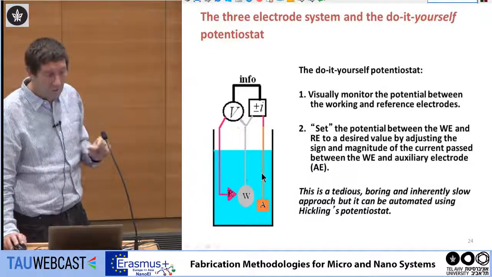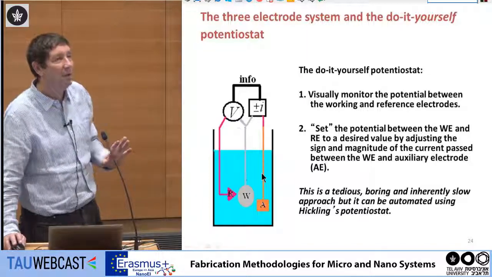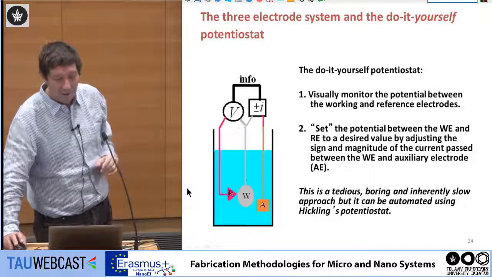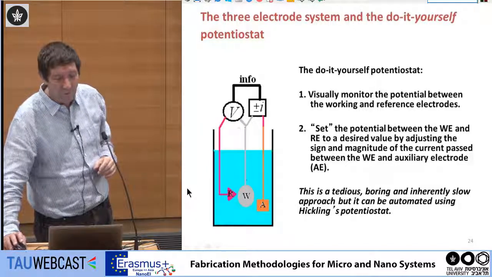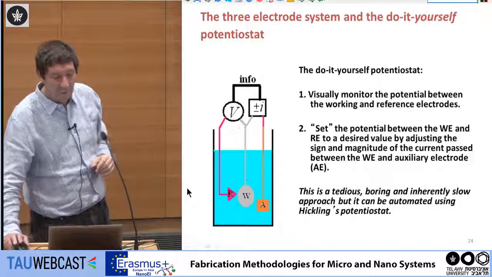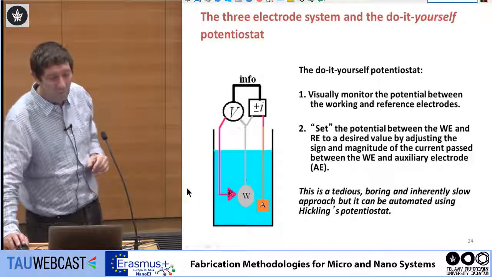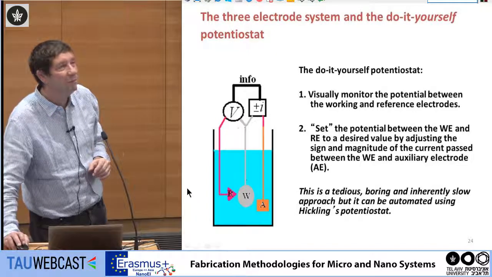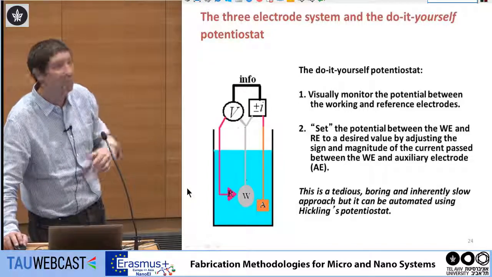Now, the good news about this reference is that I know the potential of this electrode to here, because somebody sold it to me and somebody calibrated it for me. So if I measure it, I can know the potential between here and here. But I need a special apparatus. This is like a do-it-yourself potentiostat. I want to measure the voltage between here and here and the current between here and here, and to know the potential between here and here. If I know all of this, I know the potential and the current, and this is what I need.